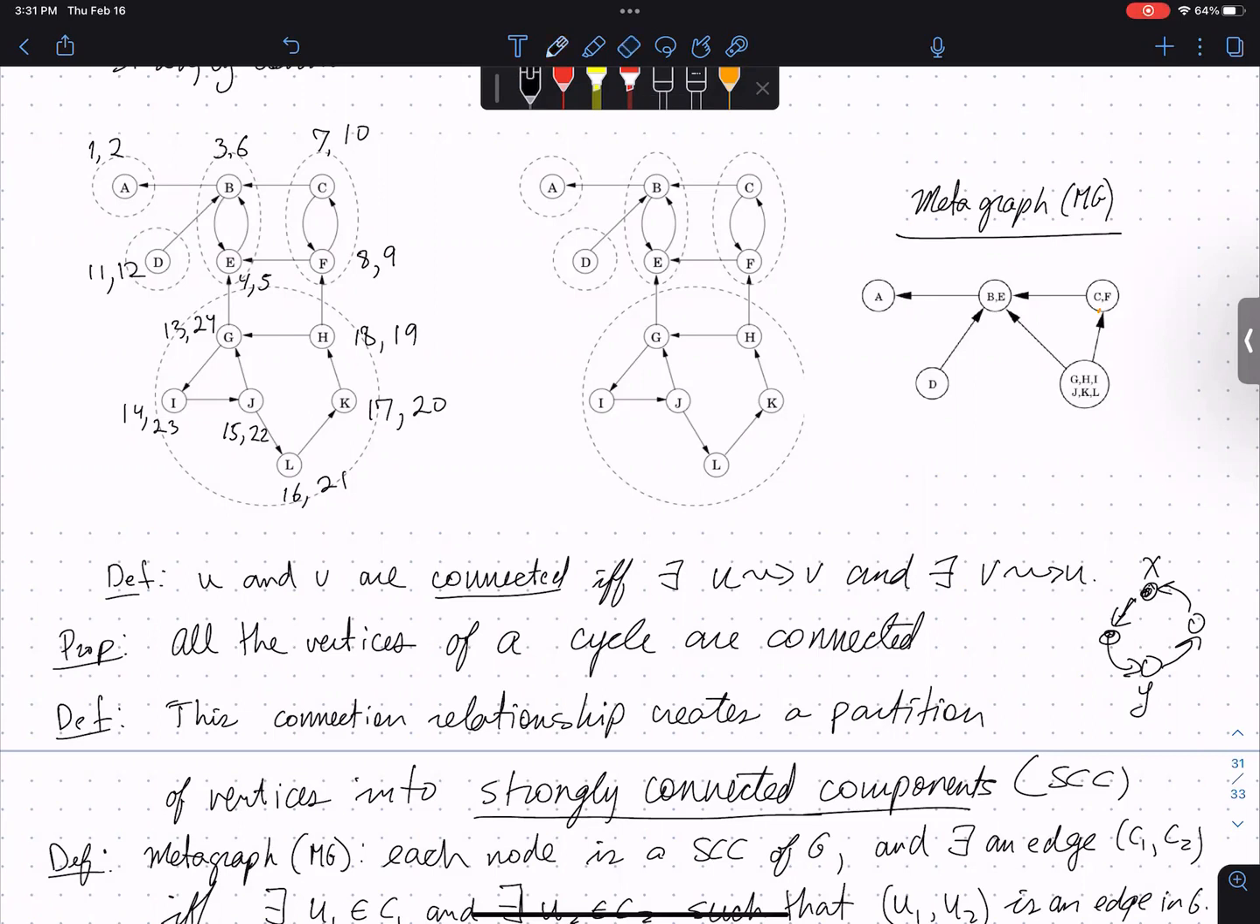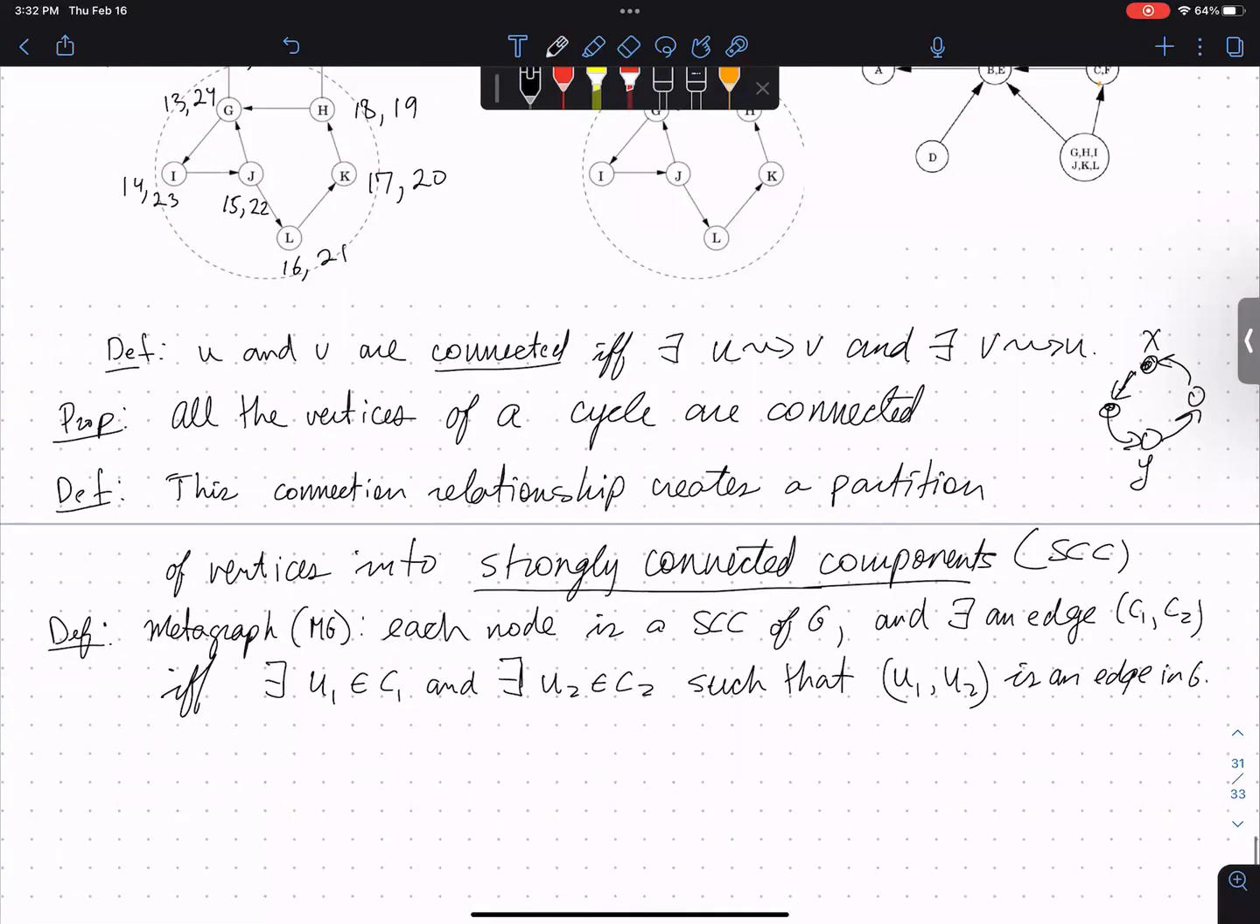Because if you have a cycle in the metagraph, you can then combine those components in the cycle into one bigger component. So the metagraph is a DAG, basically, no cycles.